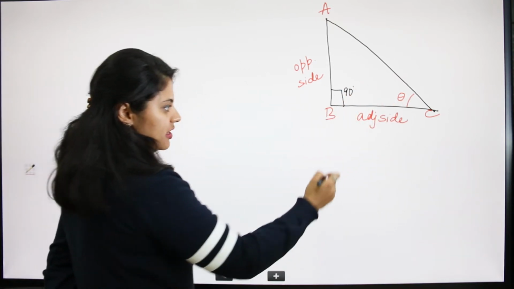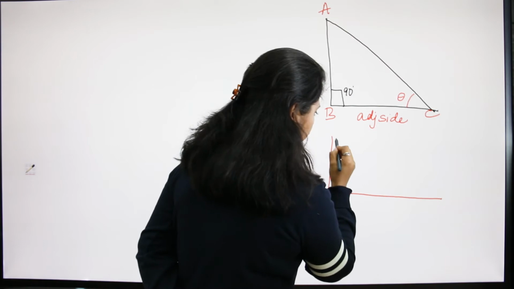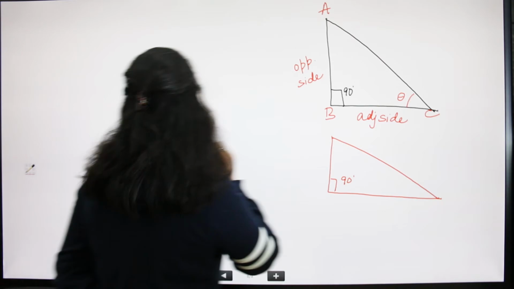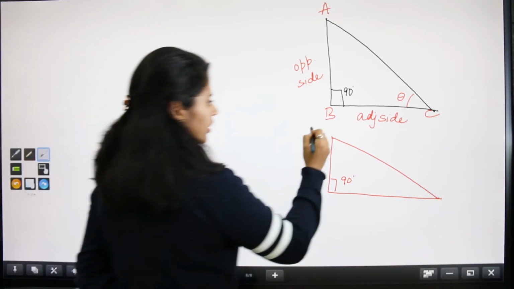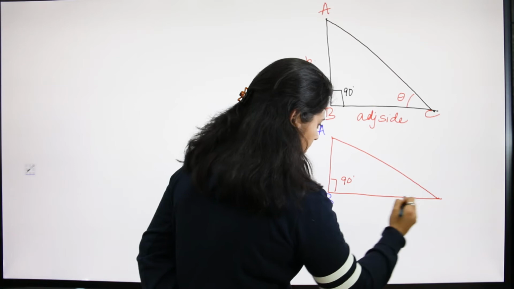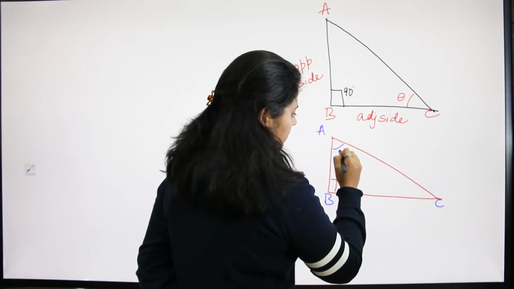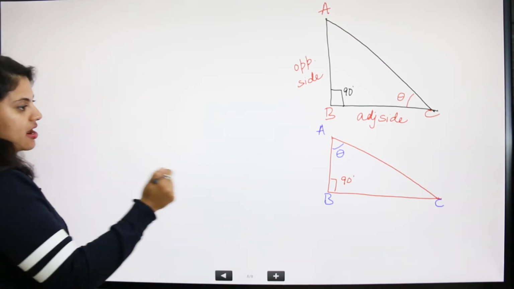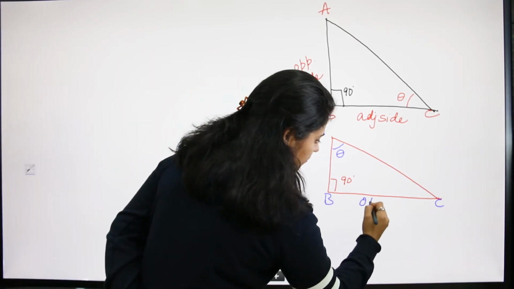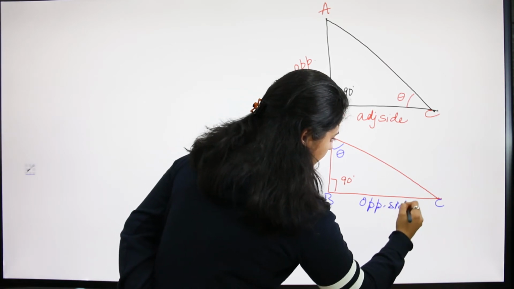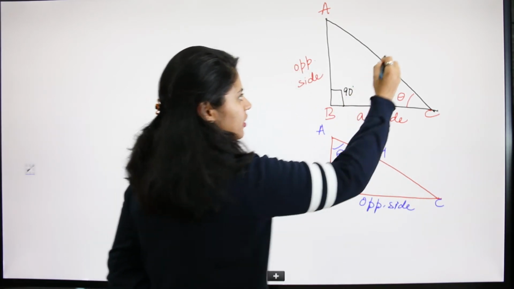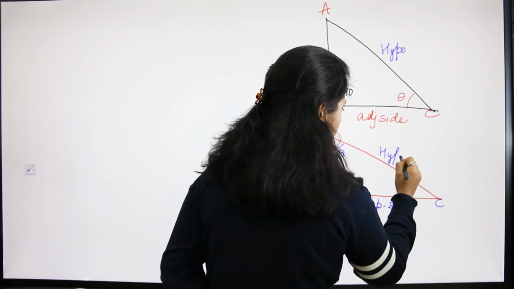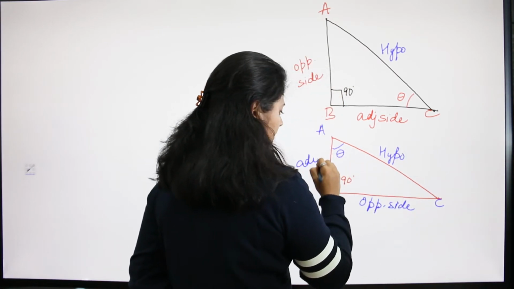It depends. Similarly, if I draw another picture, another 90 degree triangle, and take A, B and C, and I take this angle as theta, then for example this will be the opposite side, and this is the hypotenuse side, which is the longest side, and this is the adjacent side.